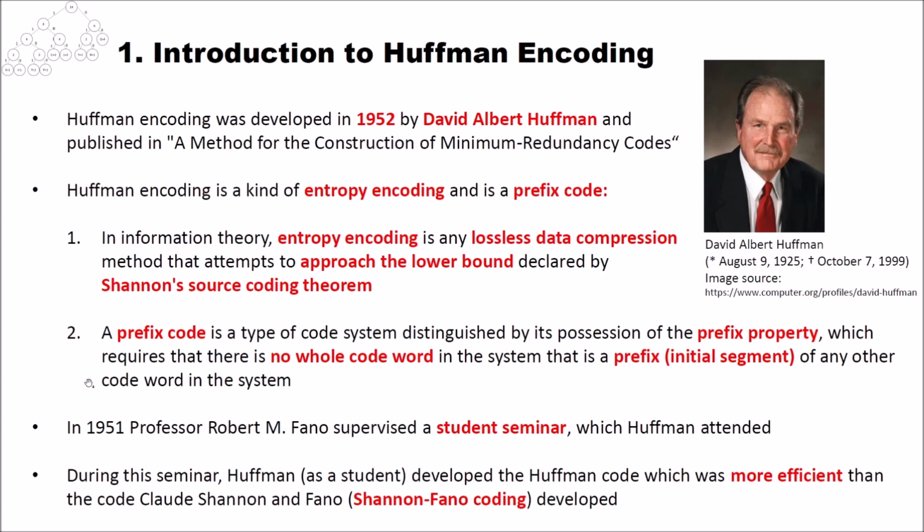Interestingly, in 1951, Professor Robert M. Fano supervised a student seminar which Huffman attended. And during this seminar, Huffman, at that time still a student, developed the Huffman code, which was more efficient than the code Claude Shannon, the inventor of modern information theory, and Professor Fano invented. The encoding they invented was a Shannon-Fano coding.